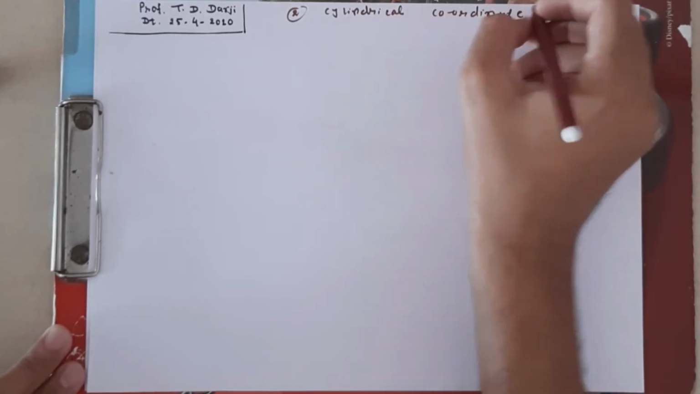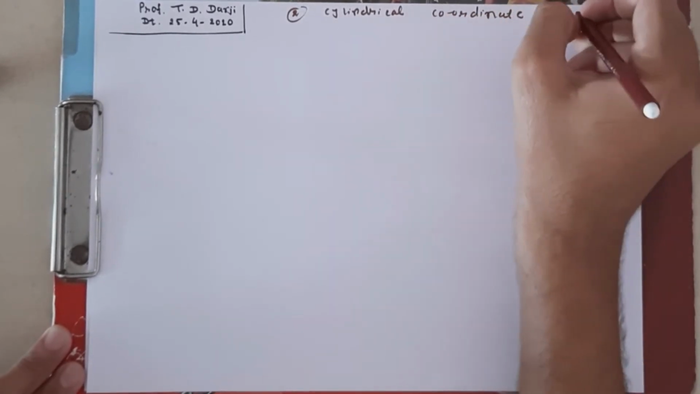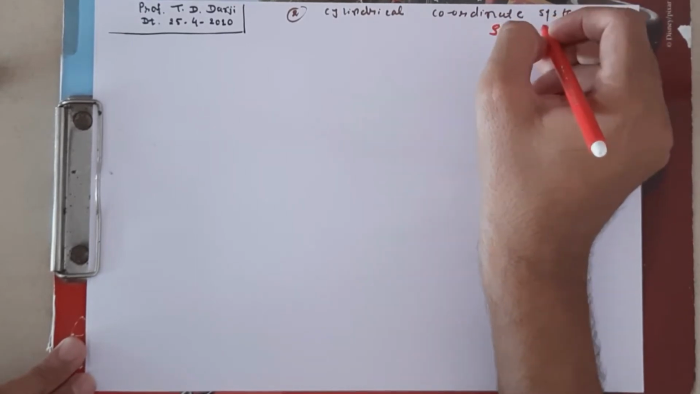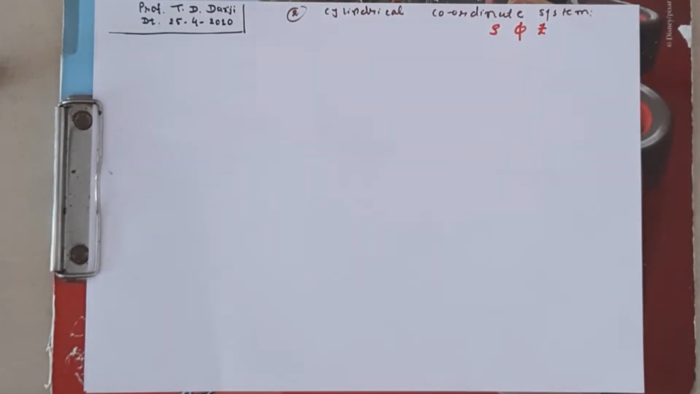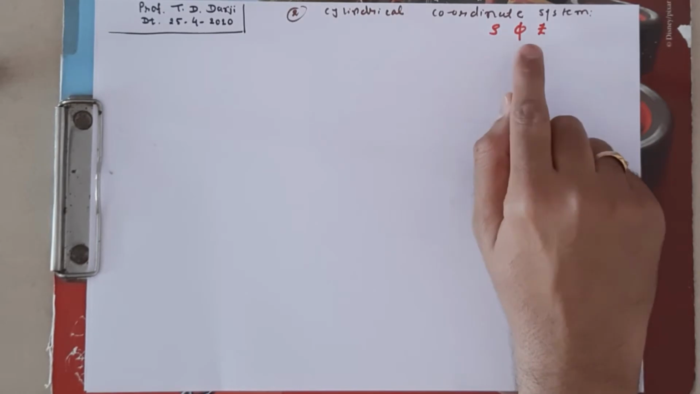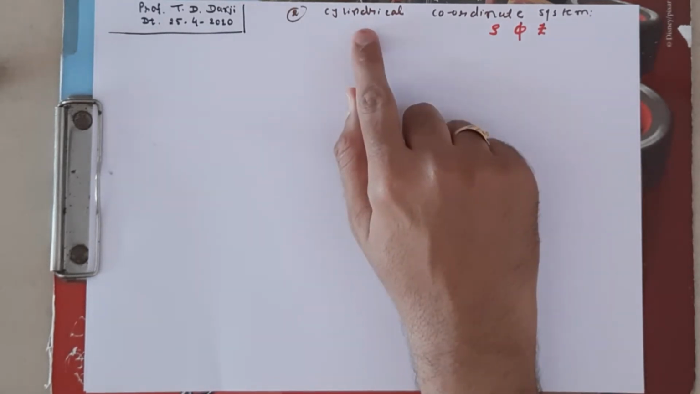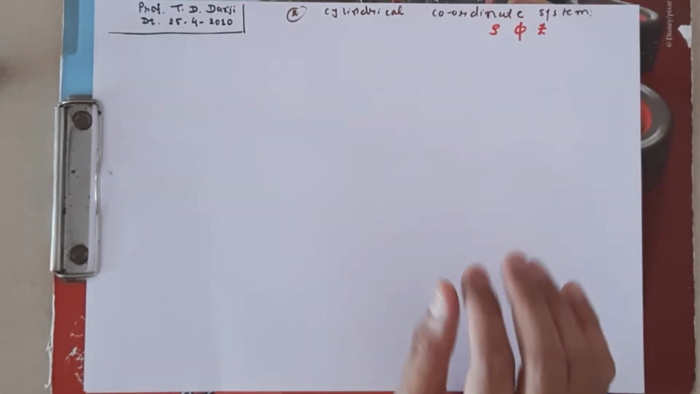In the cylindrical coordinate system, there are a total of three variables. Which are the three variables? Rho, phi, and z. So what is rho, what is phi, and what is z, we discuss in today's lecture. And the relationship between the cylindrical coordinate system and the Cartesian coordinate system, we also discuss in today's lecture.